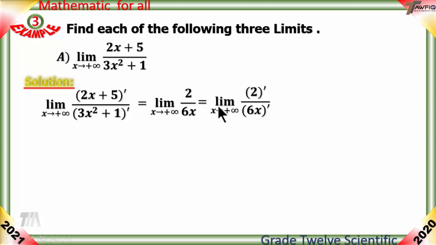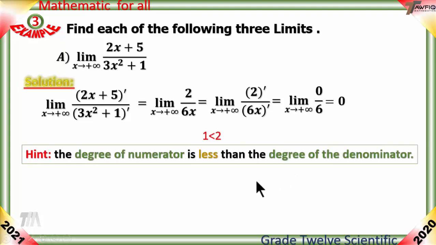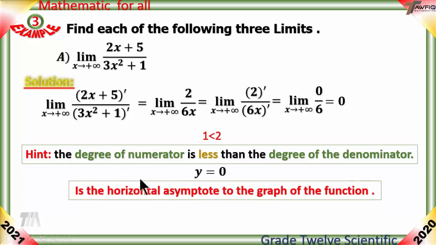But if we use the derivative another time, the derivative of 2 over the derivative of 6x becomes 0 over 6, and 0 over 6 is 0. That means the degree of the numerator is less than the degree of the denominator, so y equals 0 is the answer of the limit, and it is a horizontal asymptote for this function.